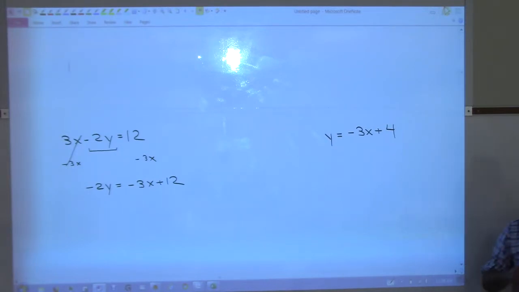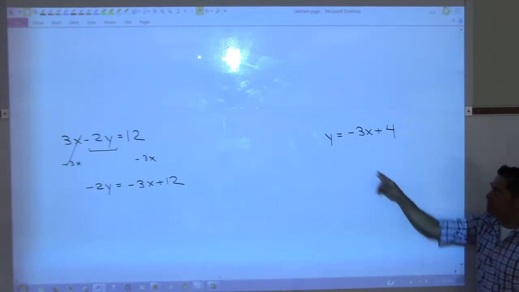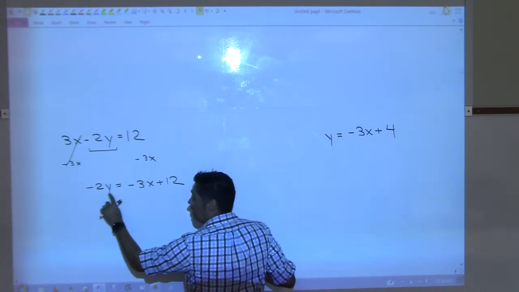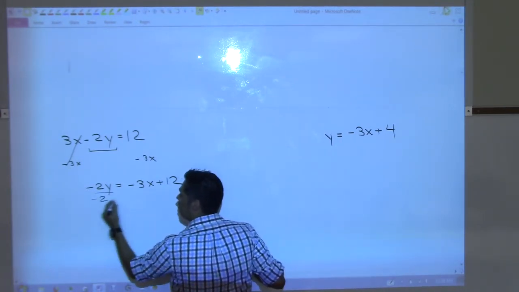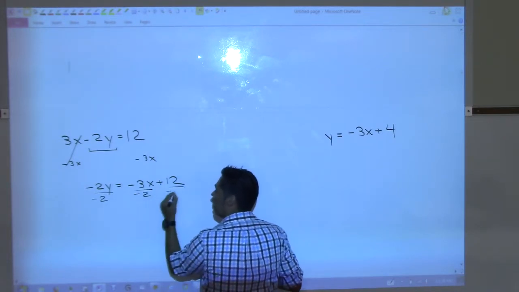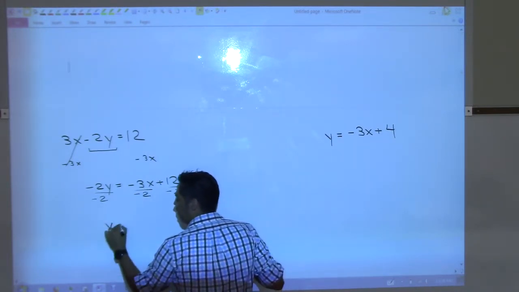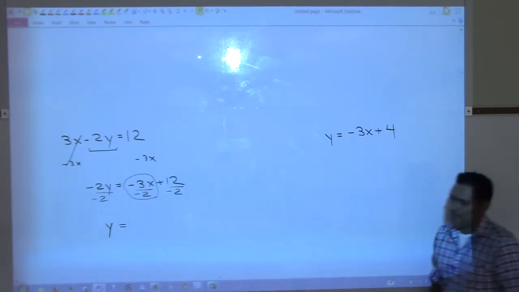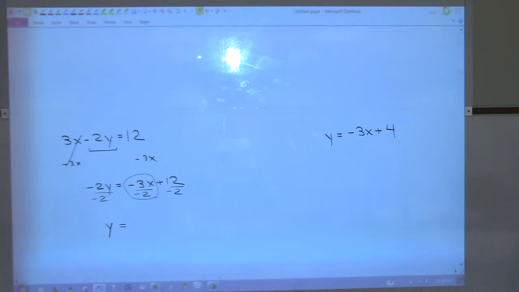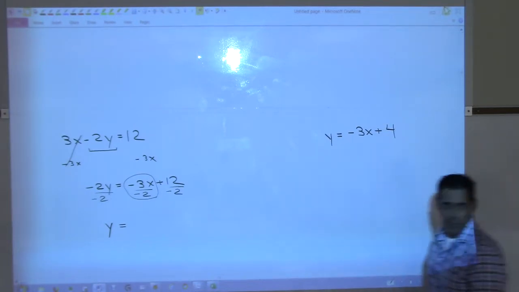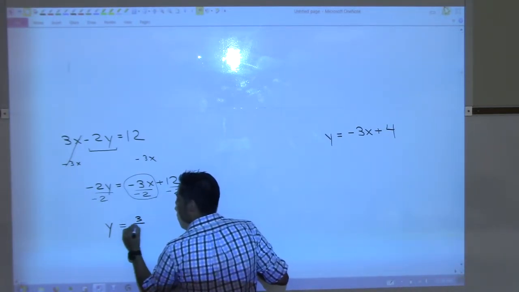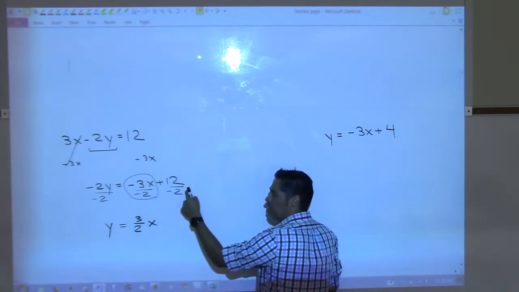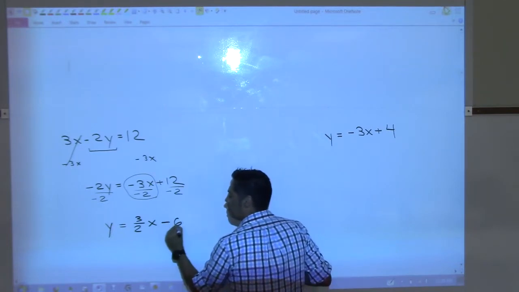All right, one more step. I need to get y by itself, not negative 2y, but y. So how can I get rid of the negative 2? Divide both sides by negative 2. So I divide this by negative 2, this by negative 2, this by negative 2, and that will leave us with y equals, okay, what is this going to be? Be careful there. Negative divided by negative is positive 3 over 2, right? So 3 over 2x. And then what about 12 divided by negative 2? Negative 6, right?